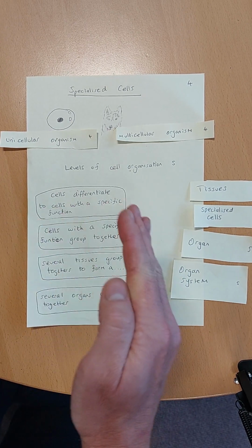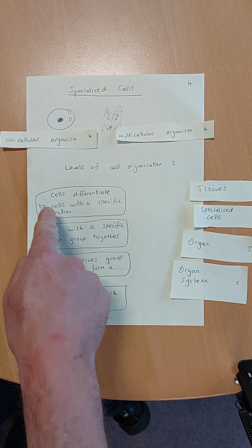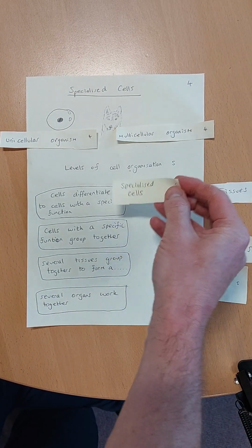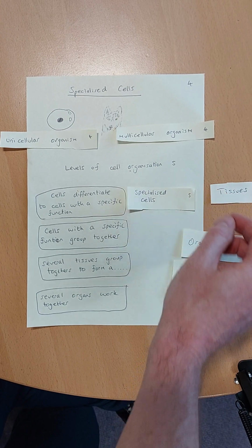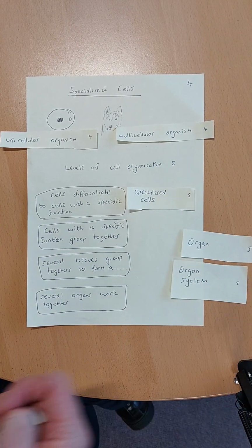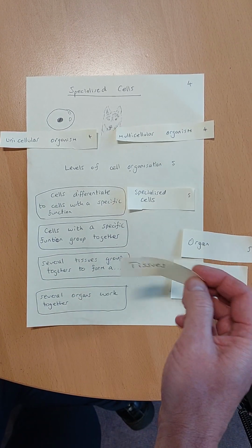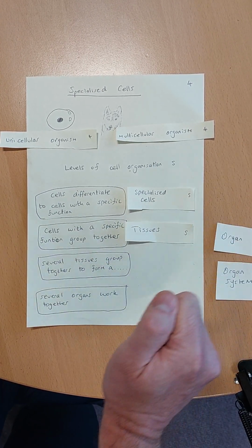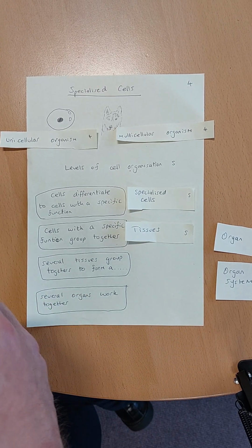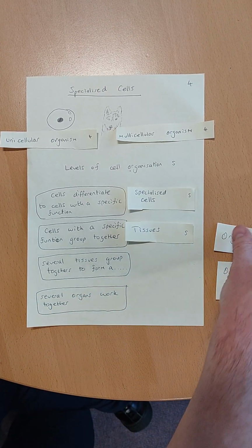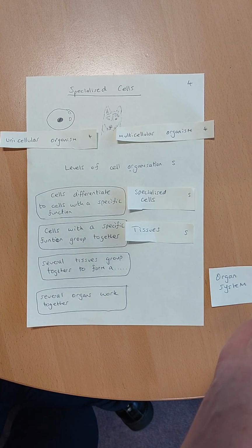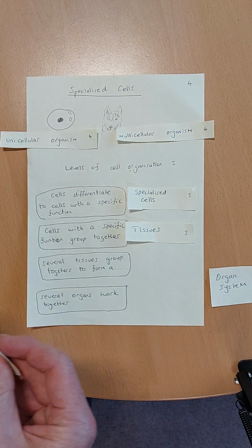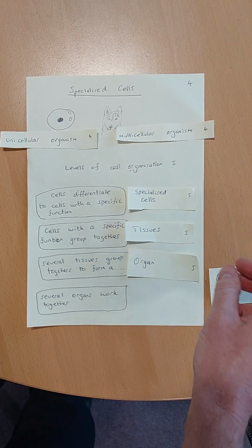So you can pause the video and have a quick look, and then I'll go through the answer. So hopefully you've maybe paused it and had a look. Anyway, let's go through it. Cells differentiate to cells with a specific function. So these are cells that become specialized cells. Important key word there. Cells with a specific function start to group together and form tissues. Not the ones you blow your nose on, but the tissues that make up things inside the human body, or any organism's body.